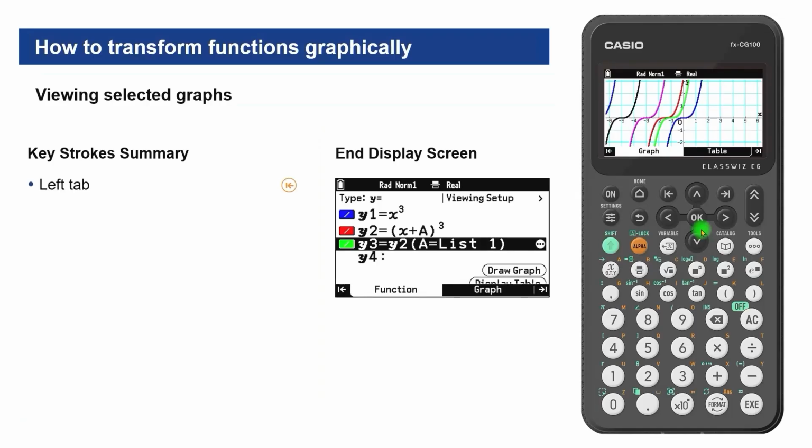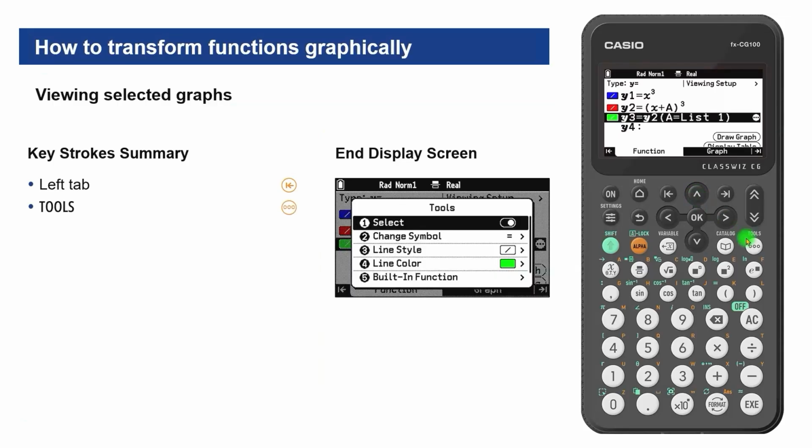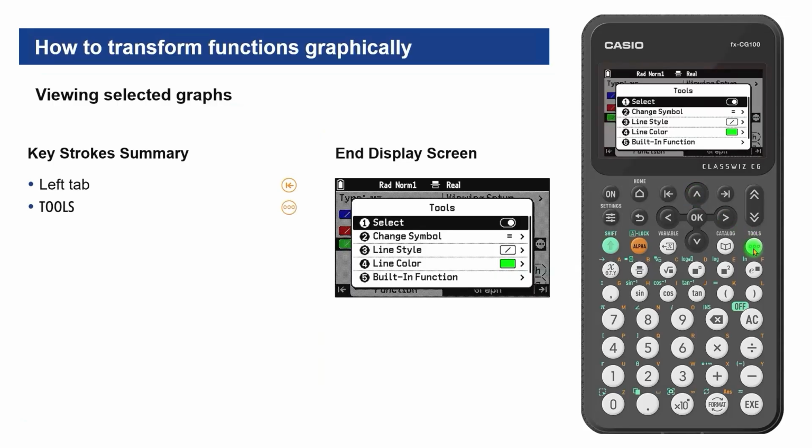Return to Function with left tab and highlight Y3. Press Tools to open the pop-up menu. The first option is Select, which is currently turned on. Press OK to turn it off.